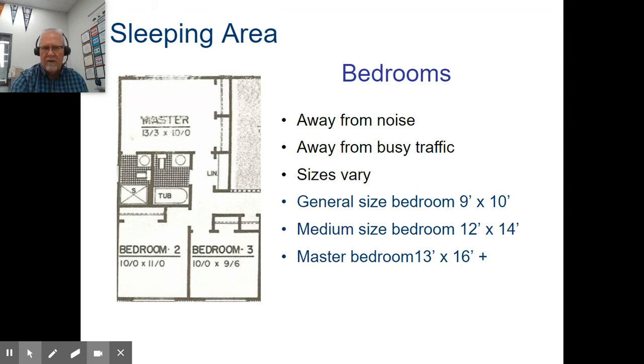Oftentimes, a master bedroom might have a master bathroom to go along with it. It might have a walk-in closet. So a lot of times, bigger, more spacious rooms might have things like a queen size or king size bed in there. It kind of allows for extra space. Then sometimes even a sitting area is included in a master bedroom.